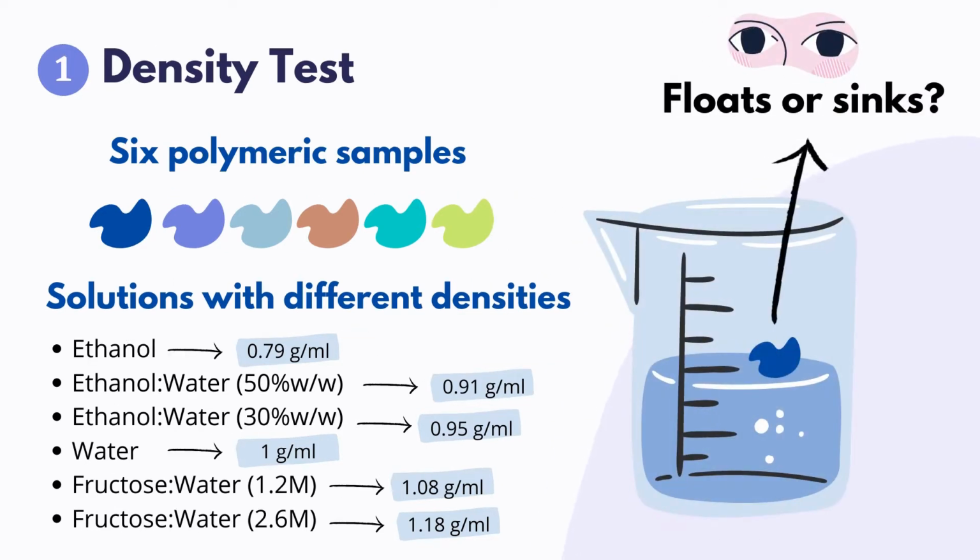In order to estimate the density of the unknown samples, let's see if they float or sink in the solutions mentioned before. Thus, if the sample floats, the density of the sample is smaller than the density of the solution. On the other hand, if the sample sinks, then the density of the sample is bigger than the density of the solution.